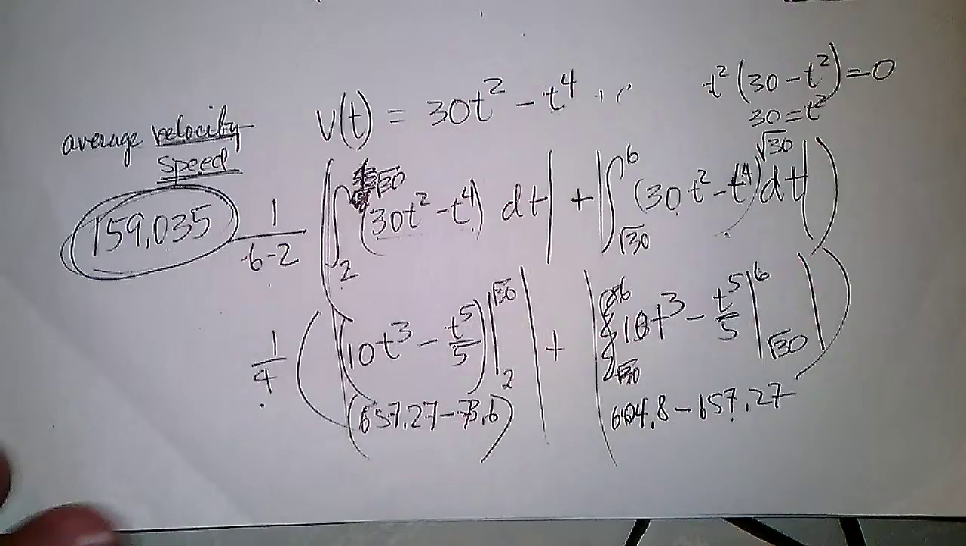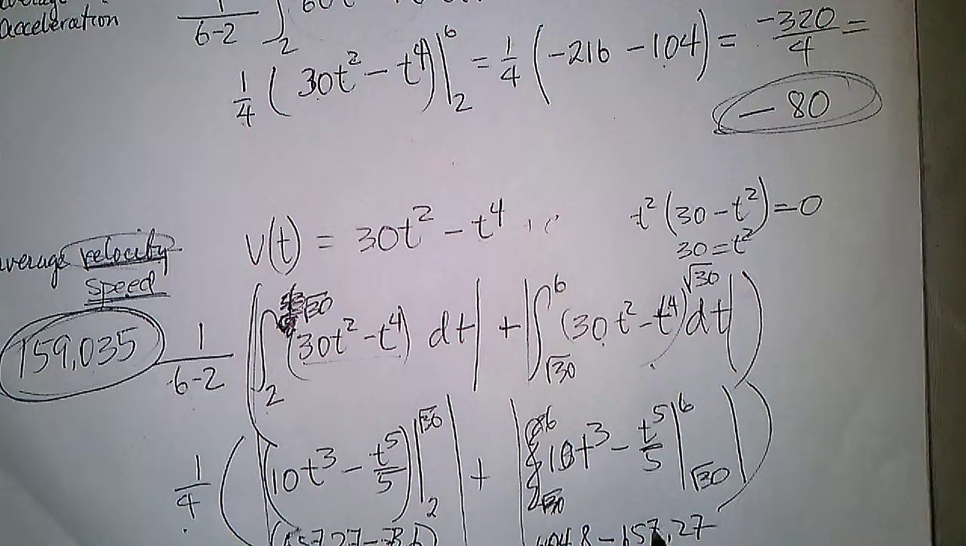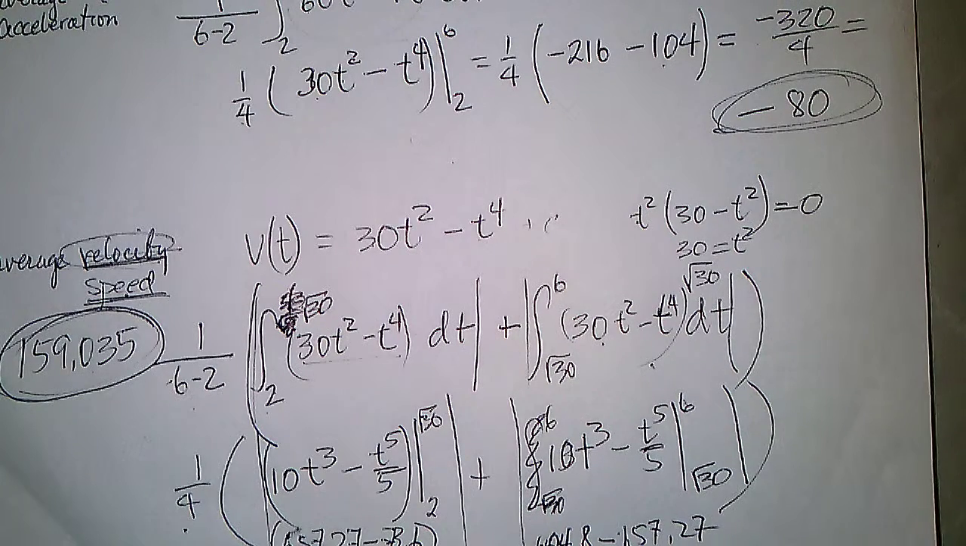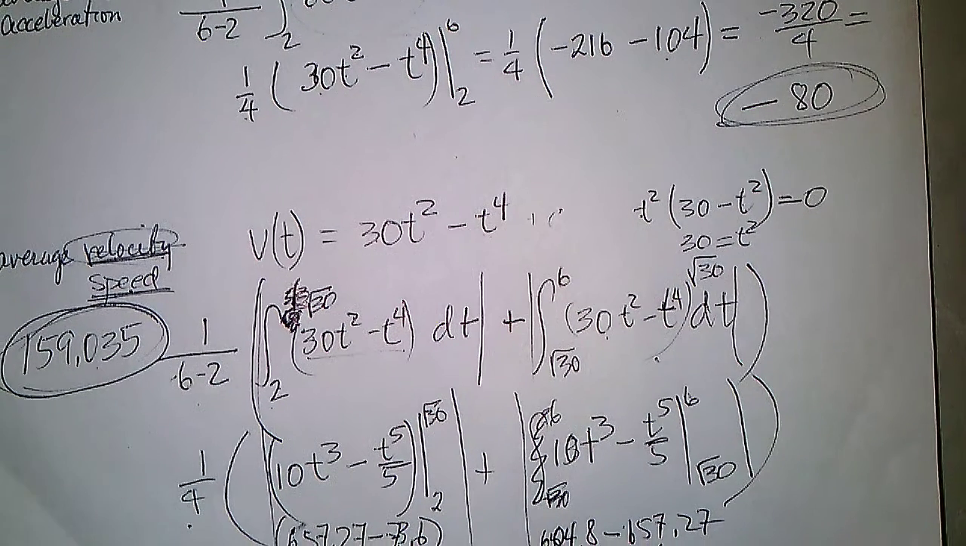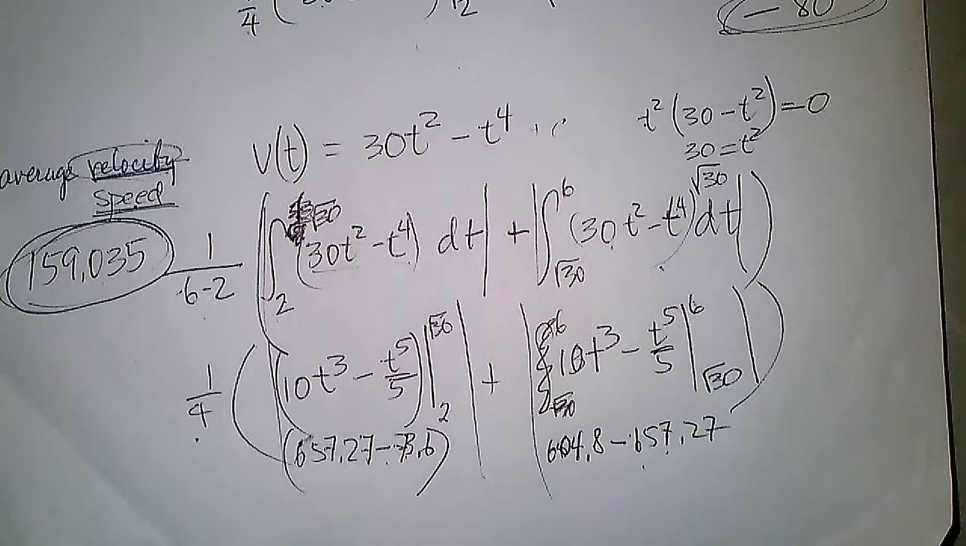There's the average acceleration, and here's the average speed. Now, if it was average velocity, then I wouldn't worry about these being negative. I would have subtracted that amount. Okay, that's that.